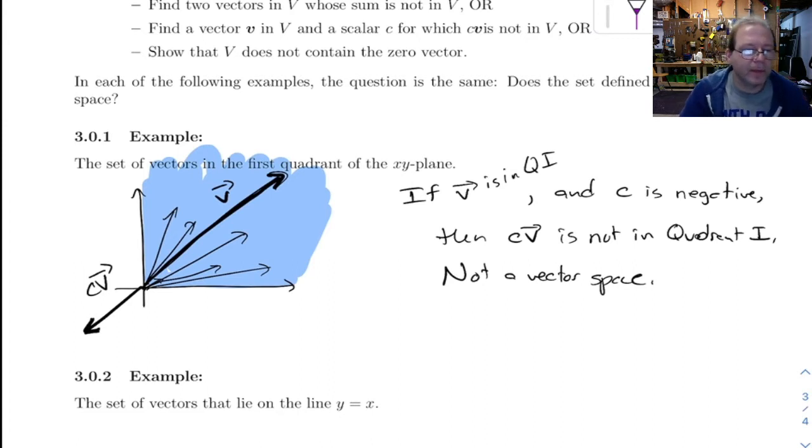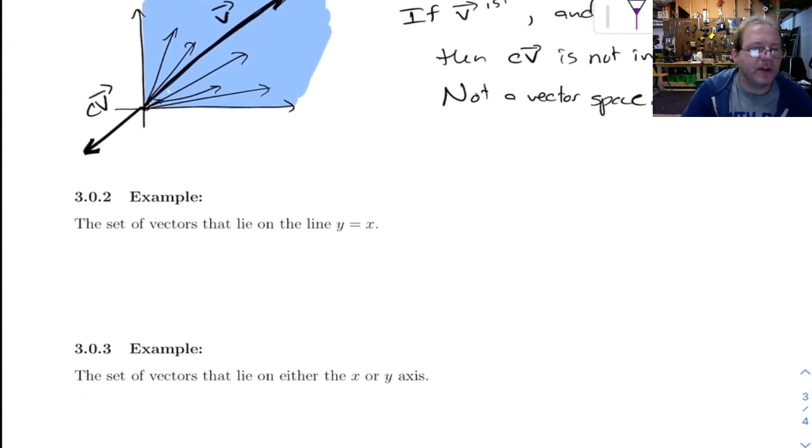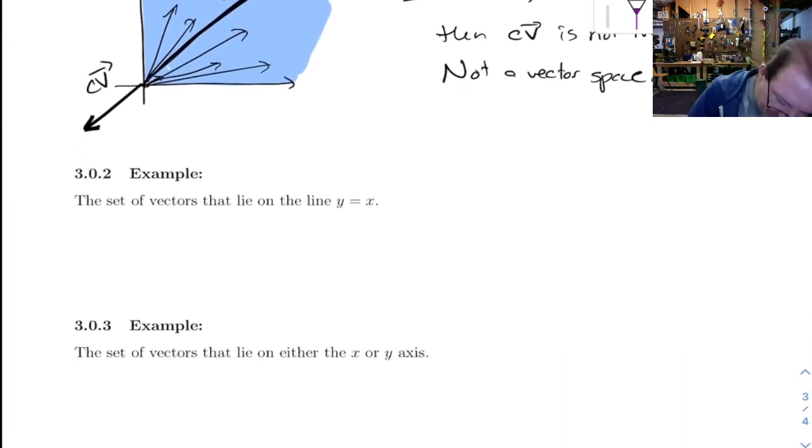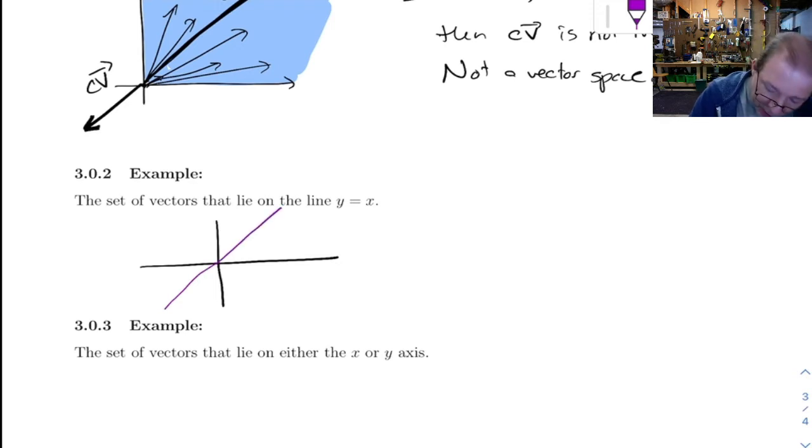All right, well, let's look at this next one. The set of all vectors that lie on the line y equals x. So here's the line y equals x. If we start looking at vectors that lie on this, we're going to get all of these kinds of things. Some pointing in the reverse direction.